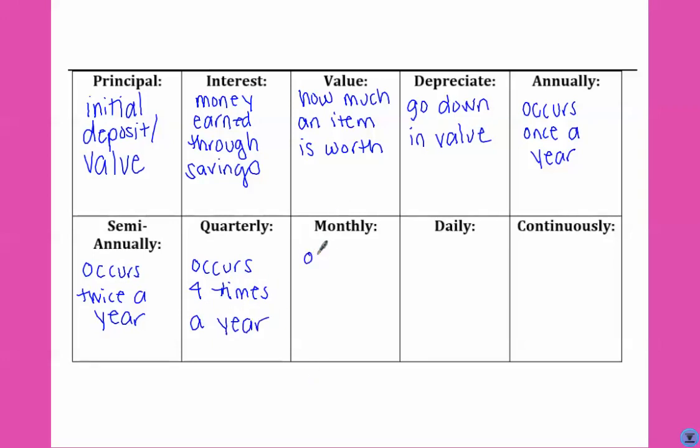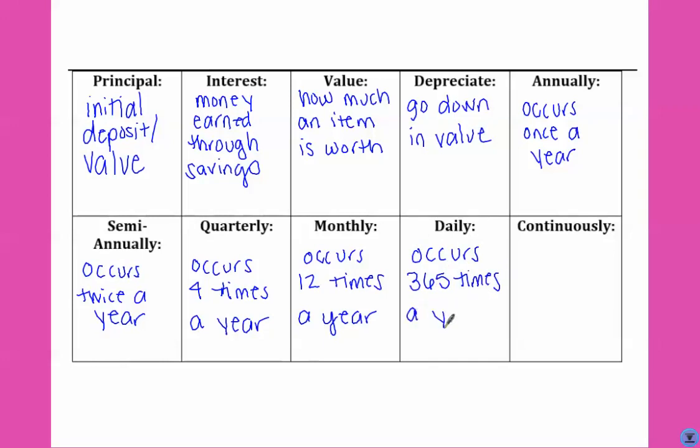Monthly occurs 12 times a year. And daily occurs 365 times a year. If we want it to be more exact, we could say 365.25 times, but that'll give us a good enough approximation. And then continuously means constantly occurring, non-stop.